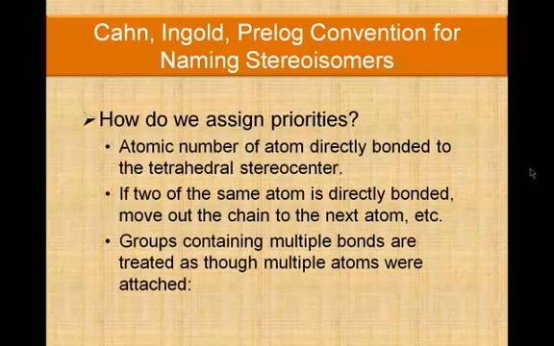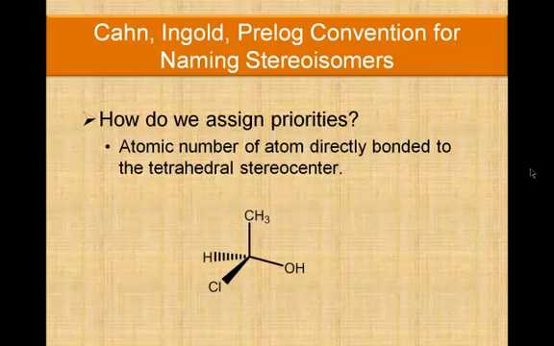Let's look at this most straightforward situation first, where you have 4 different atoms attached directly to the tetrahedral carbon. So if I look at my 4 groups, I have hydrogen, chlorine, I have a hydroxyl group, and I have a CH3 or a methyl group, or in other words, a carbon attached directly to the tetrahedral carbon. Hydrogen has the lowest atomic number of all of the elements. So if you see a hydrogen, that's always going to be your lowest priority group. Now I need to compare carbon, chlorine, and oxygen. Chlorine has the highest priority of those 3.